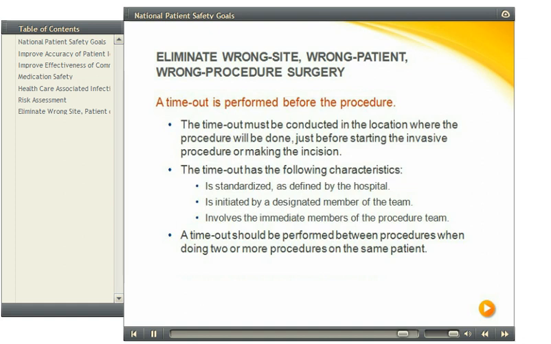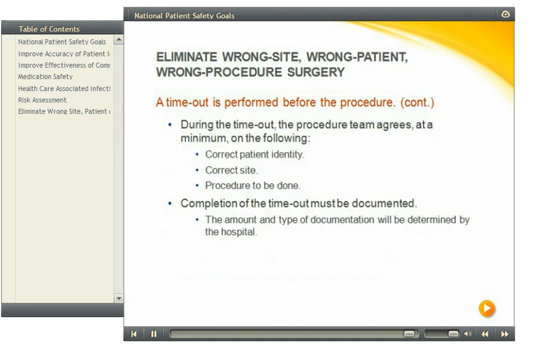A timeout is performed before the procedure. The timeout must be conducted in the location where the procedure will be done, just before starting the invasive procedure or making the incision. The timeout has the following characteristics: is standardized as defined by the hospital, is initiated by a designated member of the team, involves the immediate members of the procedure team. A timeout should be performed between procedures when doing 2 or more procedures on the same patient.